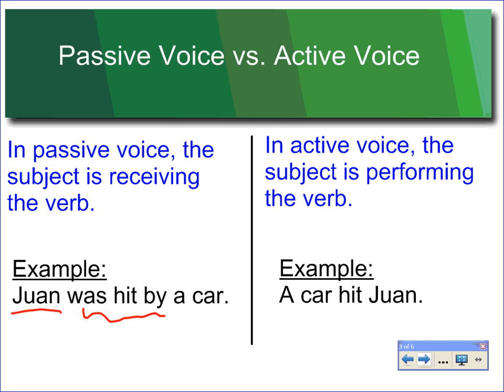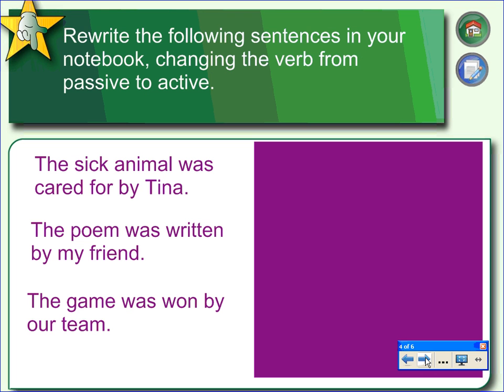On the second example, in the active voice, the subject is doing the verb. So in this sentence, the car is hitting Juan. So the car is doing something. So let's take a look at 3 sentences, and if you'd like to pause the video at this point, please take these 3 sentences and rewrite them so that they are in the active voice.